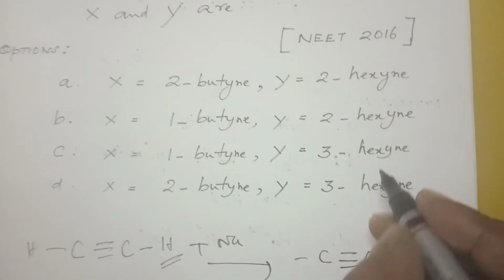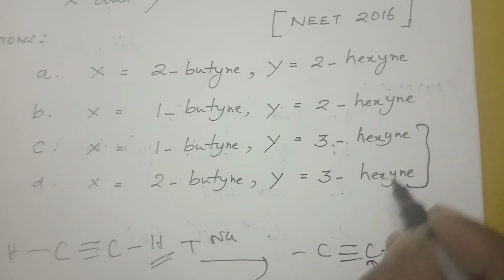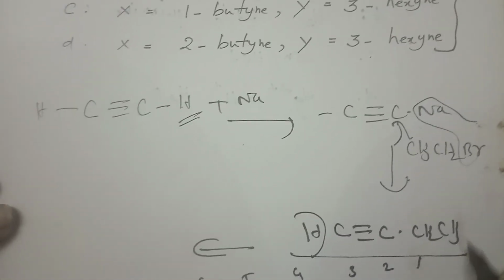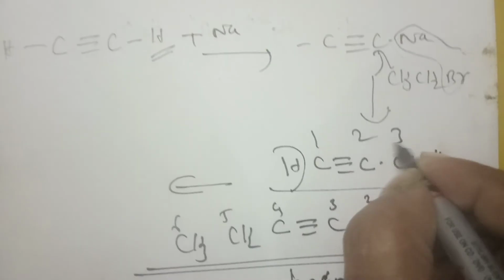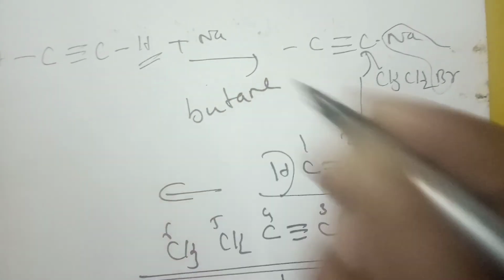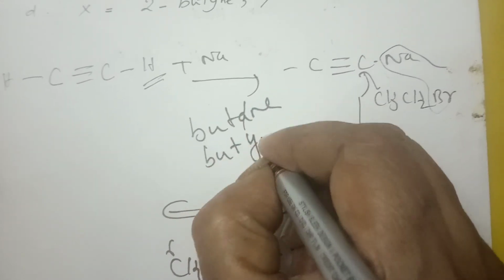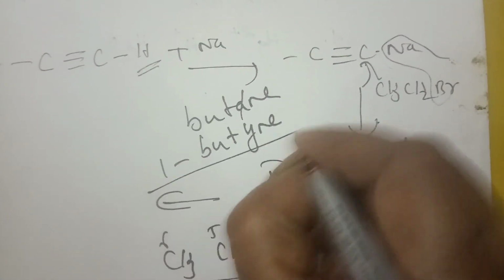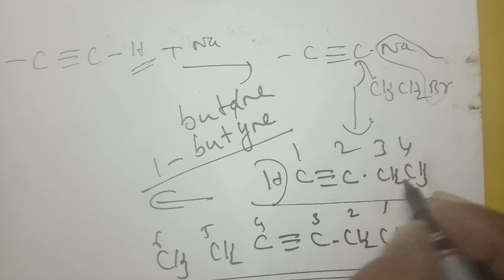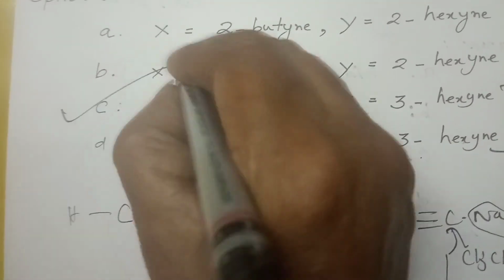So now I am finding where you are having the 3-hexyne among the options. So 2 options are available. Let us see the first one. What is the name of this compound? 1, 2, 3, 4. After 1, it is 4 carbons, so it is butane. Since it is the alkyne, you are writing yne instead of ane. The position is also first, so this compound X is 1-butyne. So now the option is 1-butyne. So this is the correct answer.